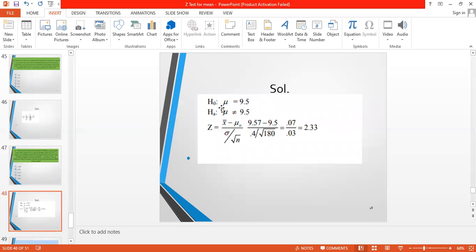This is our null hypothesis, and this is our alternate hypothesis. And when we put all values in this formula, we obtain our result, which is 2.33.